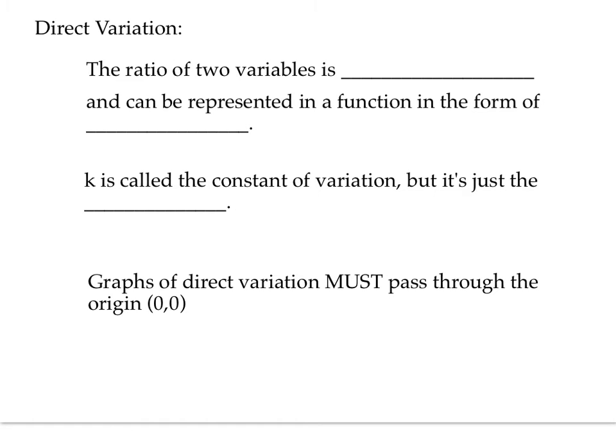So direct variation, the ratio of two variables is constant and can be represented in the function in the form of y equals kx. K is called the constant of variation, but it's just the slope. Graphs of direct variation must pass through the origin, which is the point 0, 0.